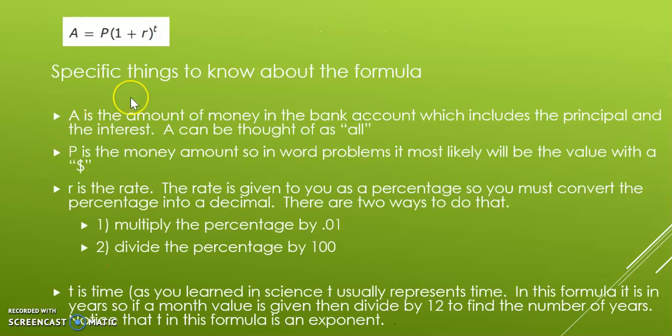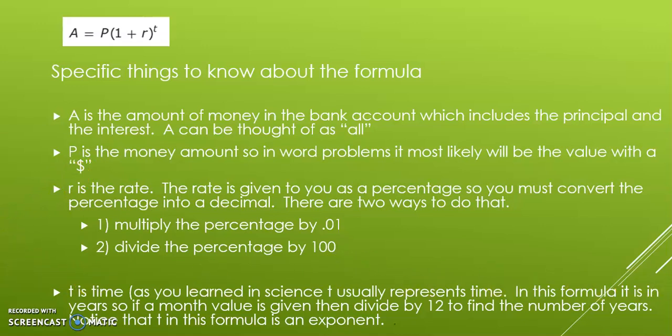Going through the specific things to know about the formula. A is the amount of money in the bank account, which includes the principal and the interest. A can be thought of as all. So A is everything in my savings account at the end. P is still the money amount, and so in the word problem, it is most likely to be the value with the dollar sign. R is the rate.